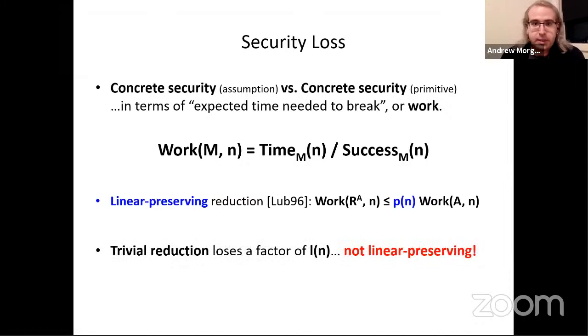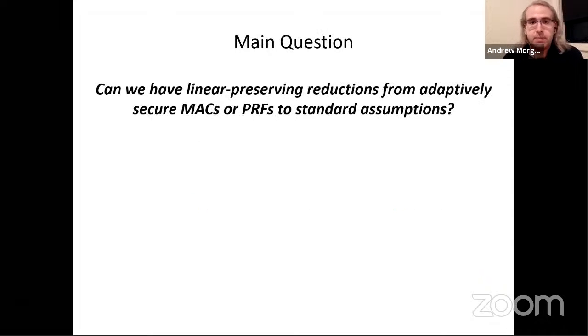The most straightforward reductions from multi-key security of MACs or PRFs involve reducing to single key security of the same primitive by a reduction that simply embeds a single key instance in a random one of the multi-key instances. This can easily be shown to lose a factor of L of n, which we'll call the number of keys or users. And this in turn means it isn't linear preserving in a world where the number of keys or users can be unbounded. So the question we ask in this work is, can we do better than that and have a reduction whose security loss is independent of this number of users?